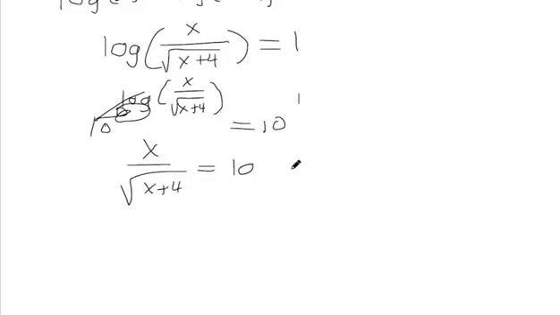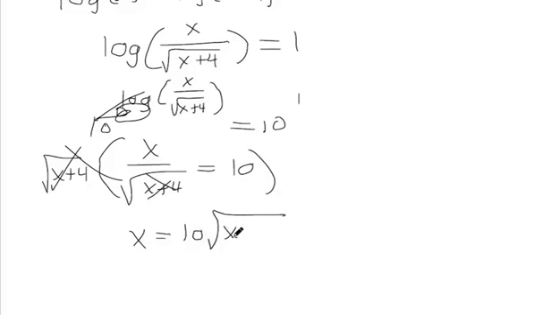Okay, and now we have an equation to solve for x. So if you're not sure how to solve this equation, anytime x is in the denominator, that could be your first goal. Multiply both sides by the entire denominator to make it cancel out. Okay, so it makes this cancel out, but we have to do it over here as well. So we get x is 10 square root of x plus 4.